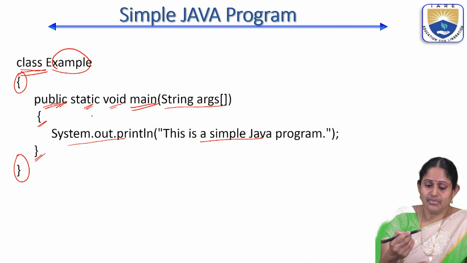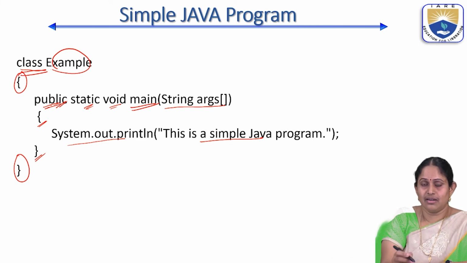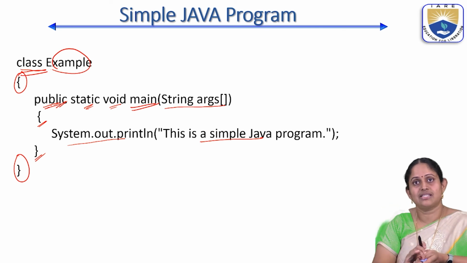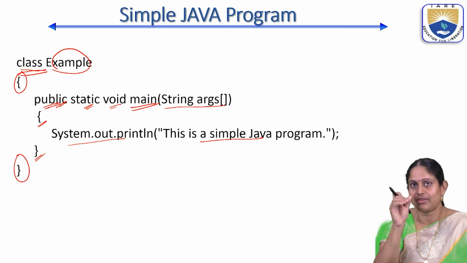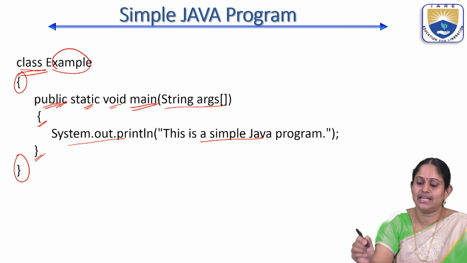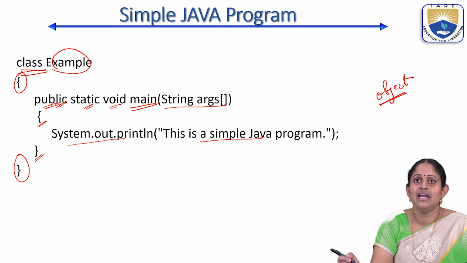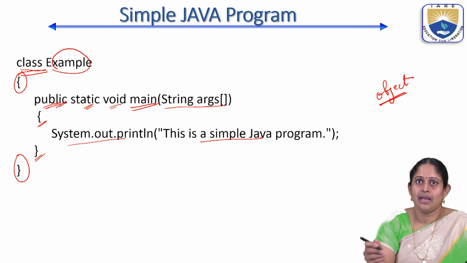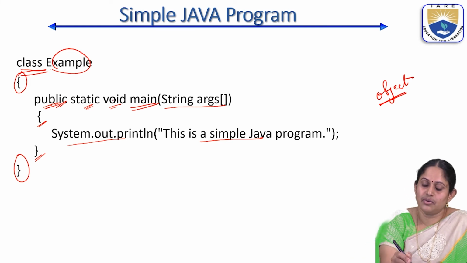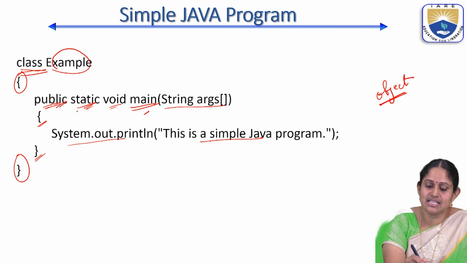Then in Java, to access any member of a class, we need to create an object. We must create an object to access any member of the class. But we are using the main method before the creation of an object, because of which we make it static.